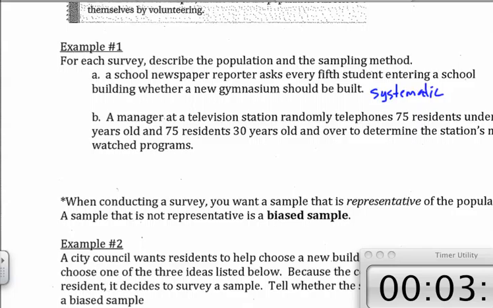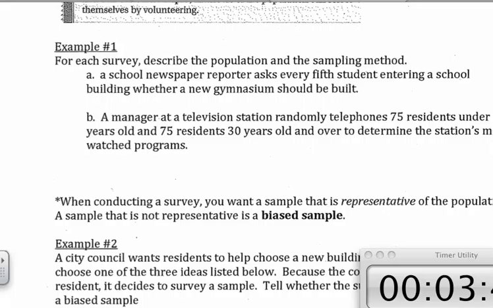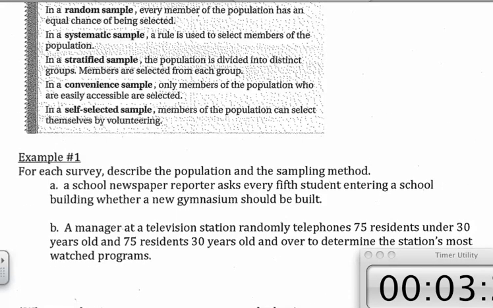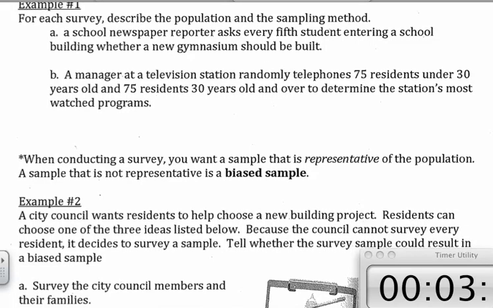Now, if you look at, and I'll move this over because I know it's kind of hard to see right now. Okay, there we go. Now you'll be able to see it. A manager at a television station randomly telephones 75 residents under 30 years old and 75 residents 30 years old and over to determine the station's most watched programs. It's not random, because we're dividing this population. And when we divide the population, you'll remember up here that's a stratified sample. So we'll say that this is a stratified sample.